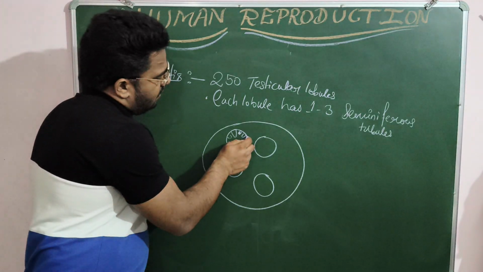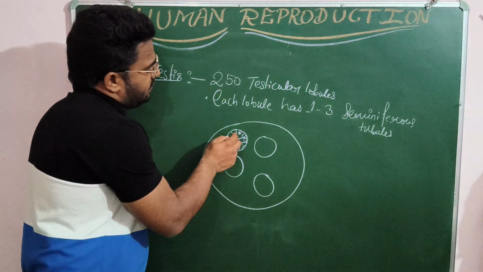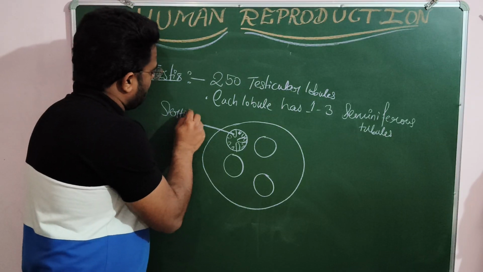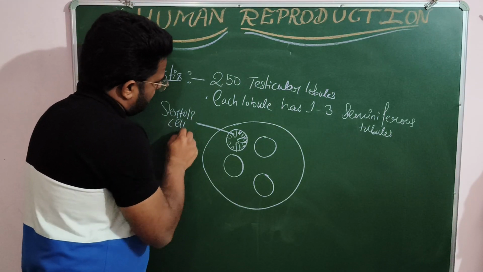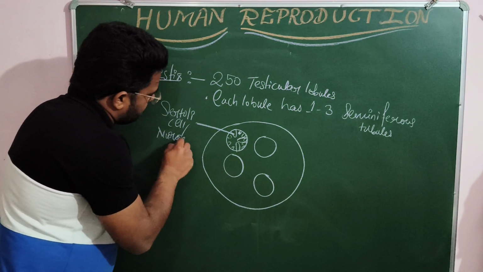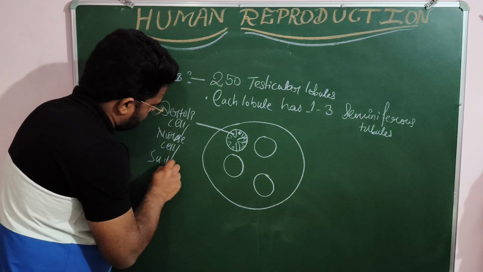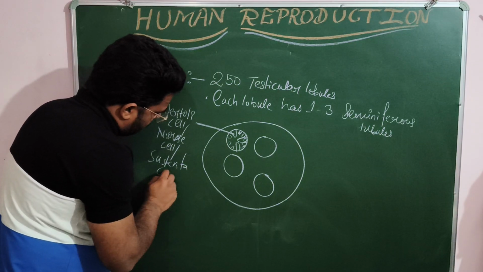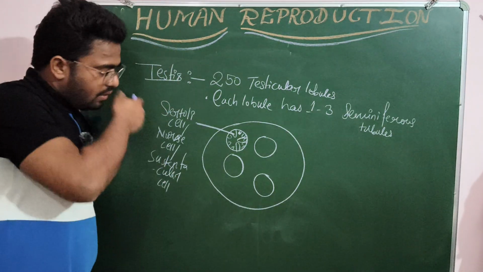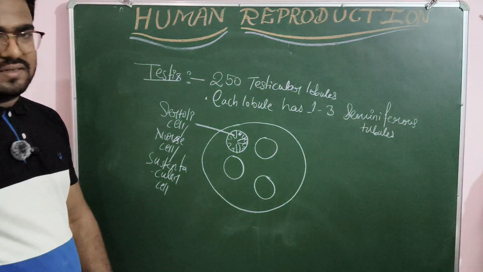I am drawing two types of cells basically. One is the spermatogonia cell and the larger one is the Sertoli cell. This is the Sertoli cell, also known as nurse cell, also known as sustentacular cell. Why we have various names for the Sertoli cell, we'll discuss later.